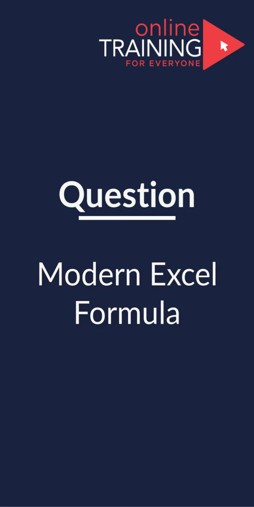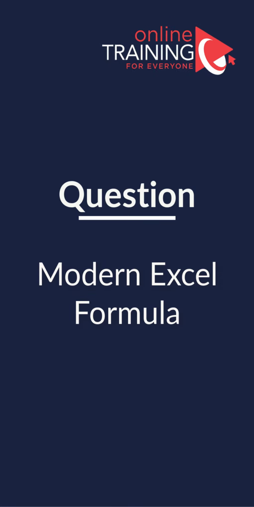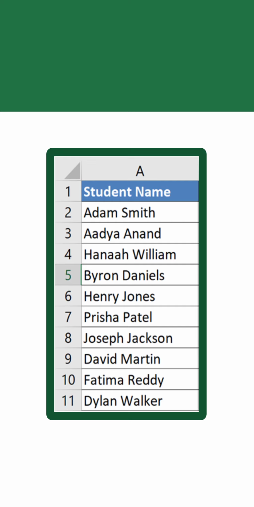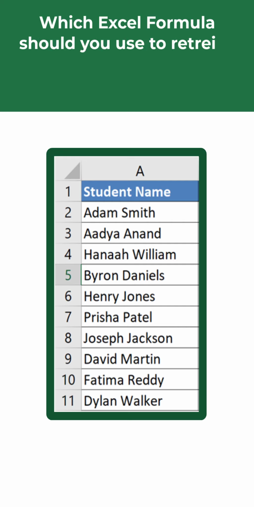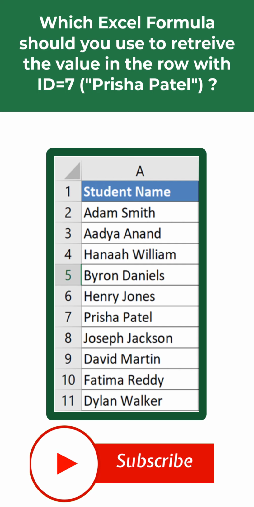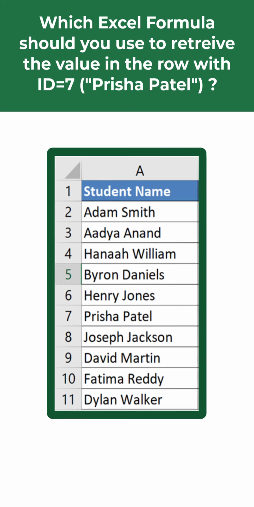Here's a question which tests your knowledge of modern Excel formulas. You're presented with a list of student names in column A, and you need to decide which Excel formula you should use to retrieve the value of the row with ID 7. The value in this row is Prisha Patel. You have 4 different choices to select the correct formula.